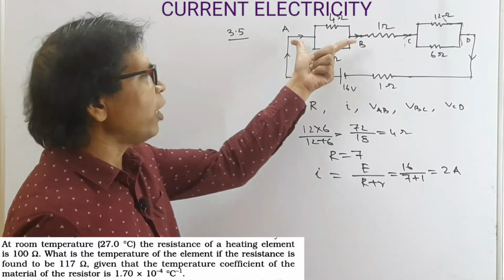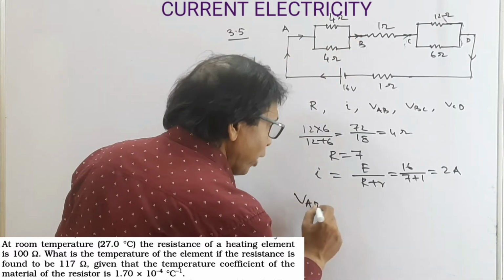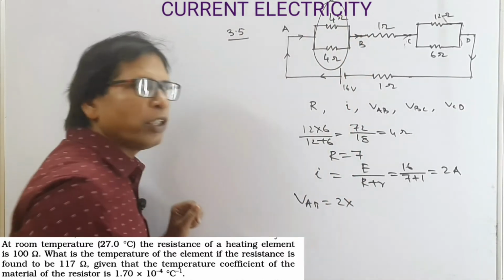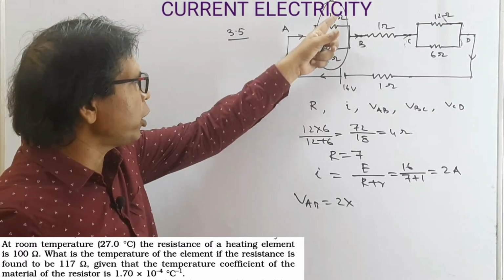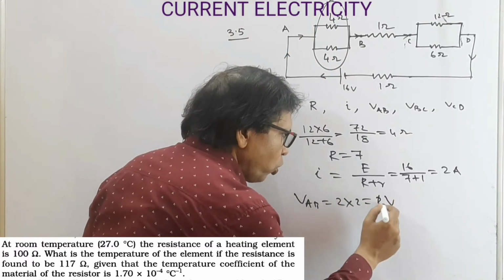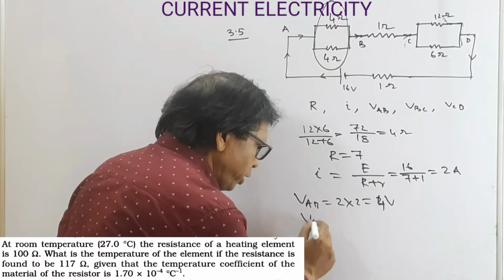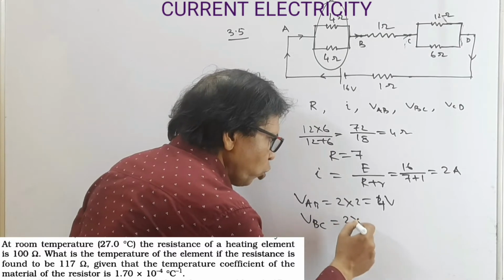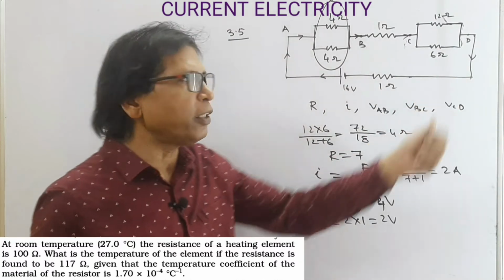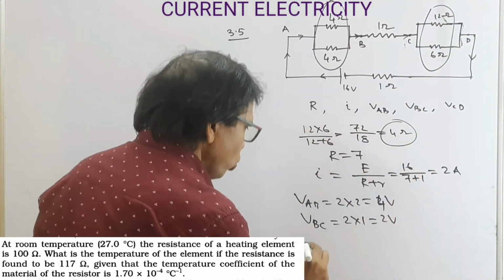Now what is the potential difference between A and B? Now VAB is equal to 2 into equivalent resistance between these two arms. Now equivalent resistance between this and this is 2. So this is 4 volt. Okay. Now what is the potential difference between B and C? So VBC is 2 into 1. So this is 2 volt. And now what is the potential difference across CD? The equivalent resistance of this is 4. Okay. So look at this.